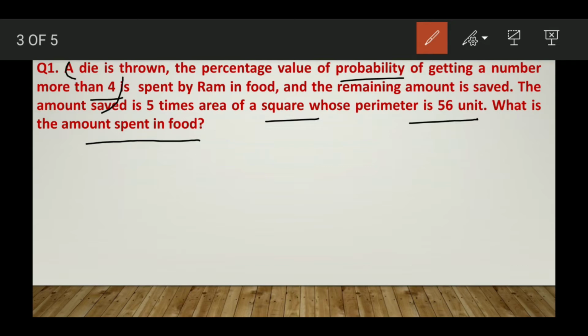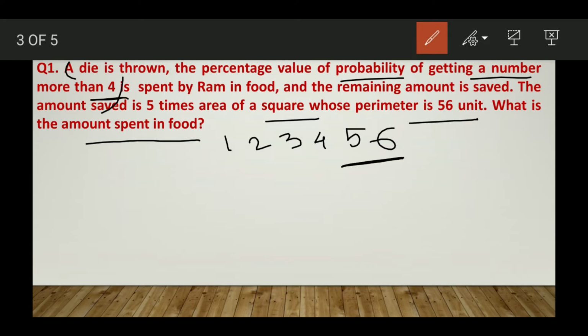Now if we just throw a die, in case of a die there are 6 numbers, that is 1, 2, 3, 4, 5 and 6. These 6 numbers are there in a die, so we want a number more than 4, so the numbers more than 4 are 5 and 6.